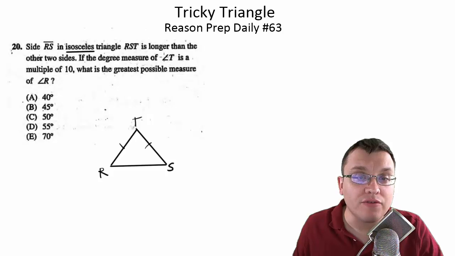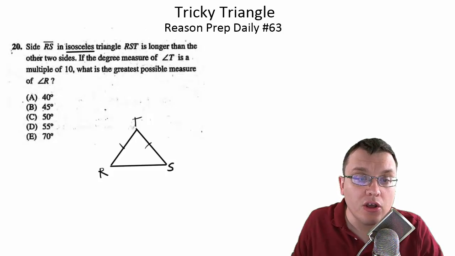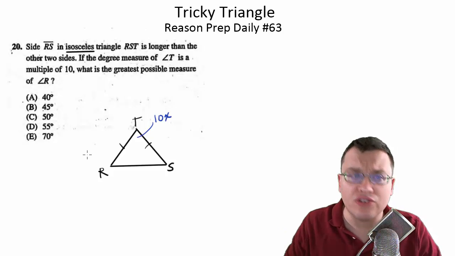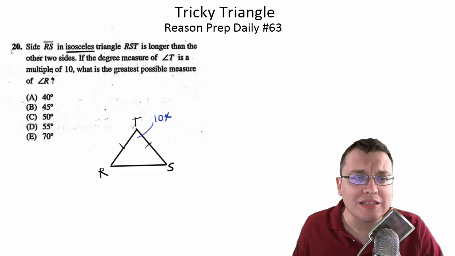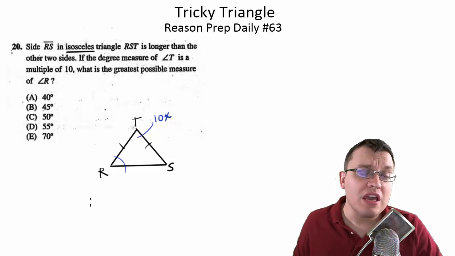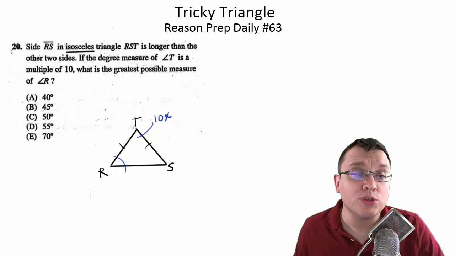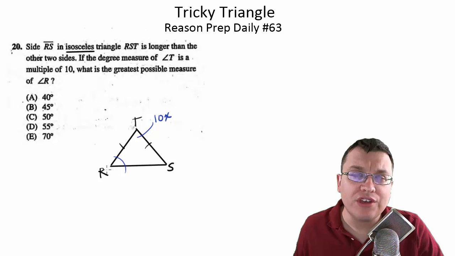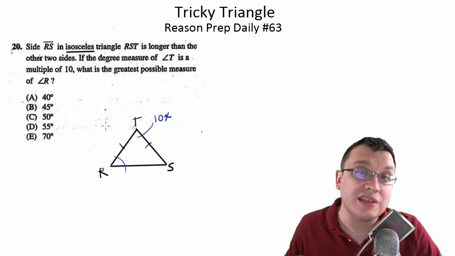If the degree measure of T is a multiple of 10, we can write that for now as 10x, where x is some integer. What is the greatest possible measure of R? So we want to know how big R can be. If you got this wrong, let me show you a way that you may have gotten it wrong, or at least maybe you got confused because you tried something and it didn't work.